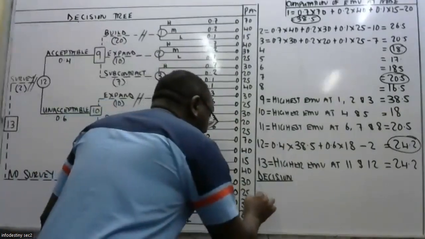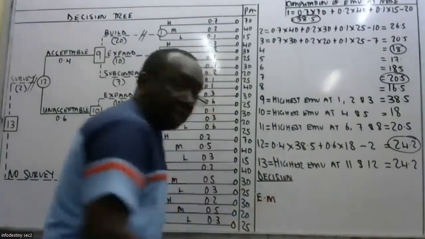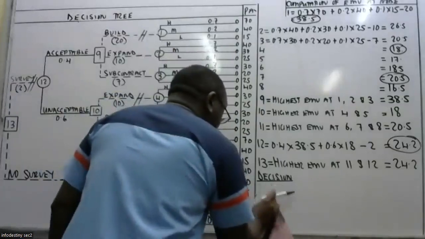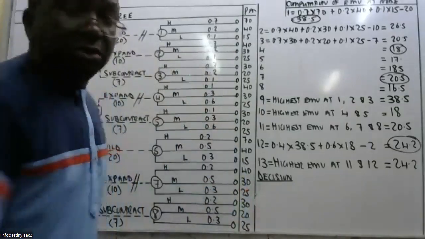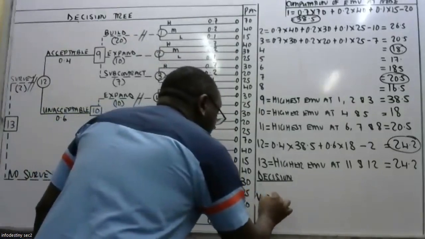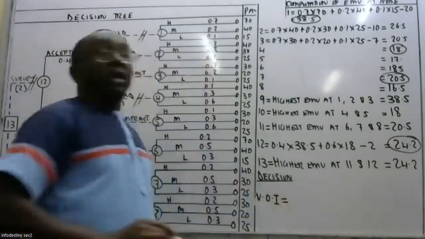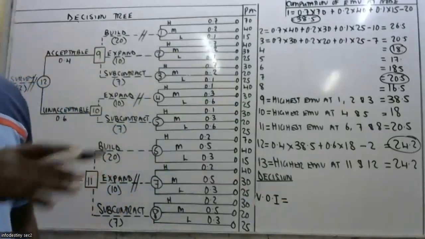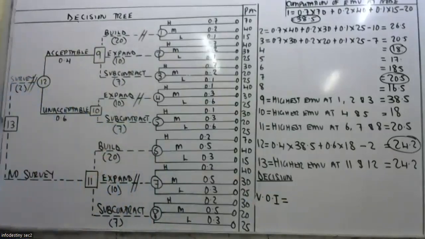We have the EMV now, sorry, not the EMV, the value of information. Although the question had not requested, it's good you know how it is computed. Unlike in the single state where we had a very clear formula, this one is not very clear, but very, very simple.